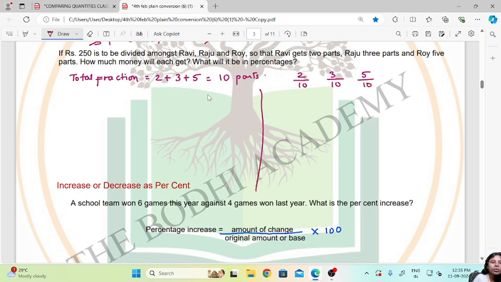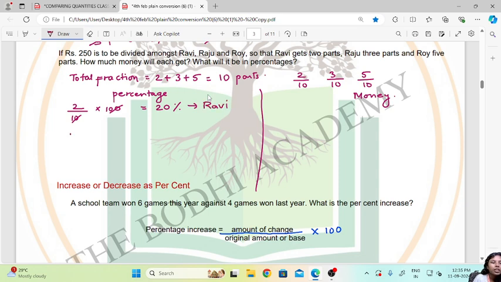So first we will look at it in terms of percentage. How much is 2 upon 10 of 100%, and then we'll look at it in terms of the money. So now if we have 2 upon 10 of 100, so 100 into 100. So this 0 goes off. So this will be 20%. So this is for whom? 2 upon 10, 20% is for Ravi.